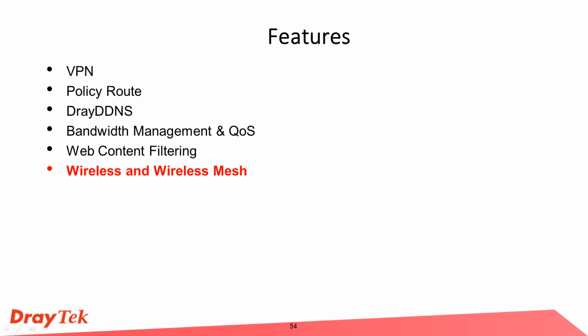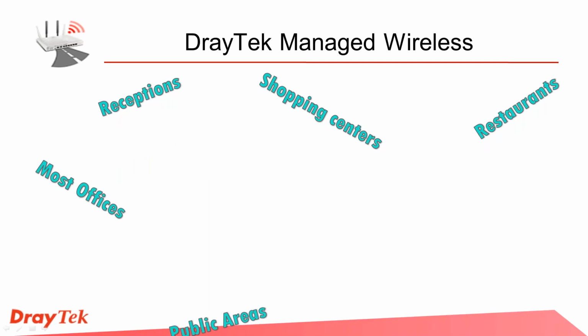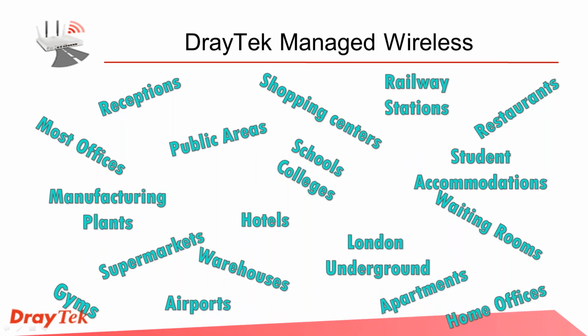Okay, finally, let's take a look at wireless and mesh. I only have a very quick introduction to this. So where is wireless used? Of course, we think it's used absolutely everywhere: receptions, offices, public areas, schools, colleges, shopping centers, railways, waiting rooms, supermarkets, hotels. Most probably your phone is going to have an SSID that is going to cover a lot of these sites, a lot of these environments.